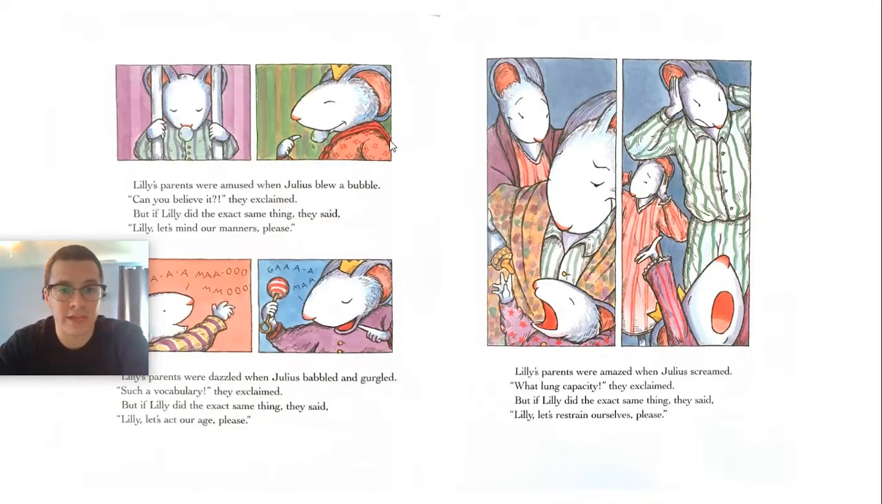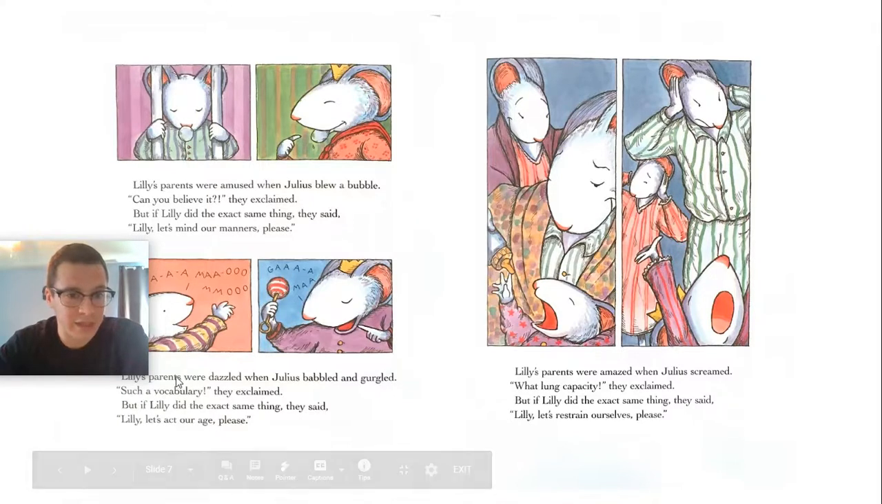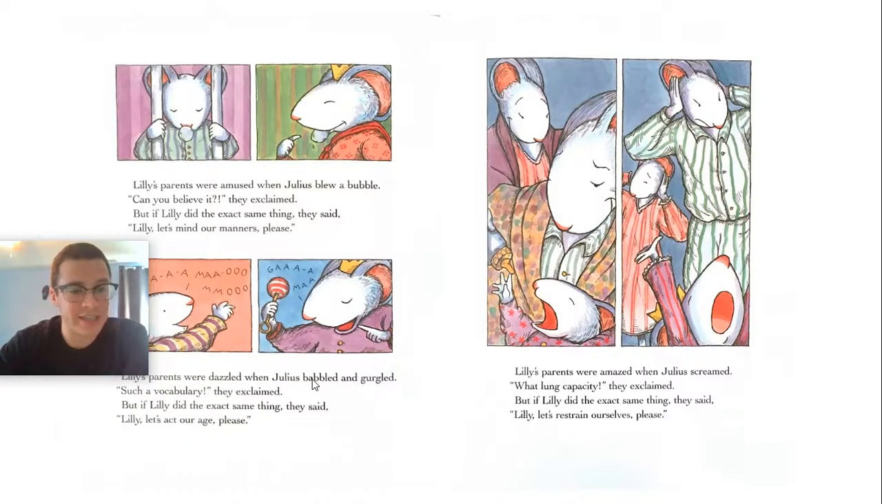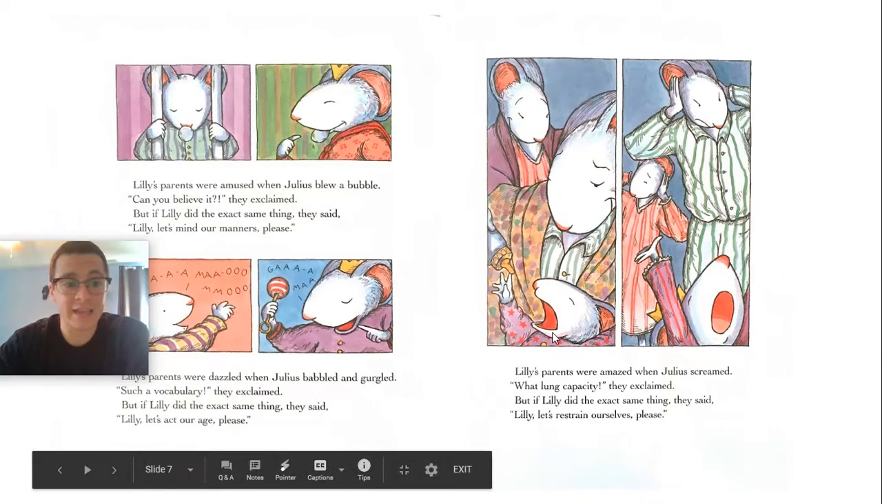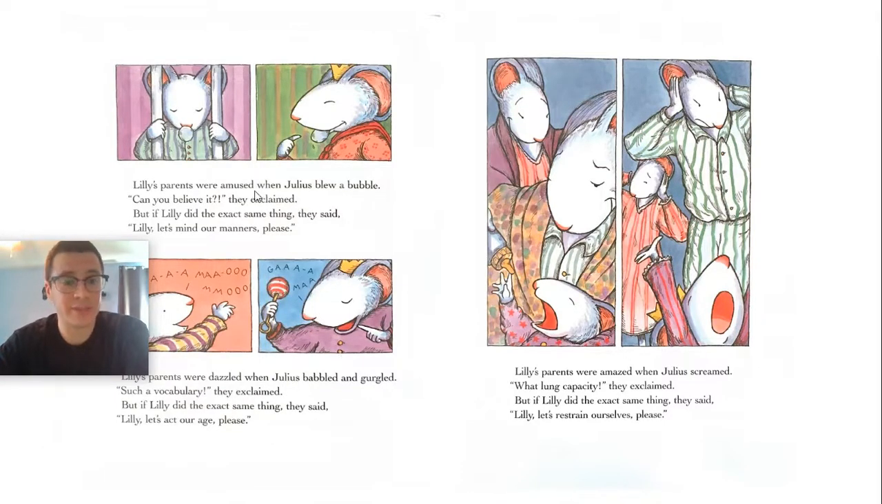So we also know that Lily is jealous of Julius, because Lily sees Julius getting all of this attention for doing things like blowing spit bubbles or babbling or gurgling and not saying real words and yelling. And so she does the same thing because she wants the same attention that Julius is getting. But she's not getting it because she's not a baby. She shouldn't be doing those things because she's much older than a baby.